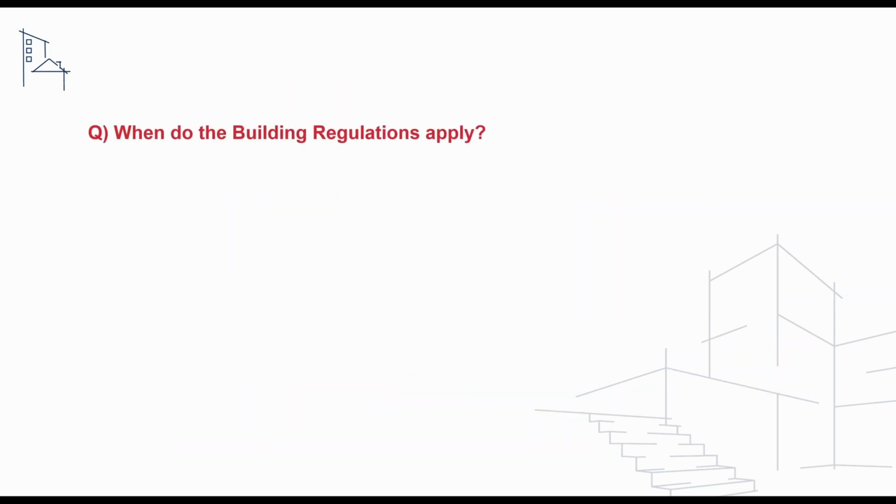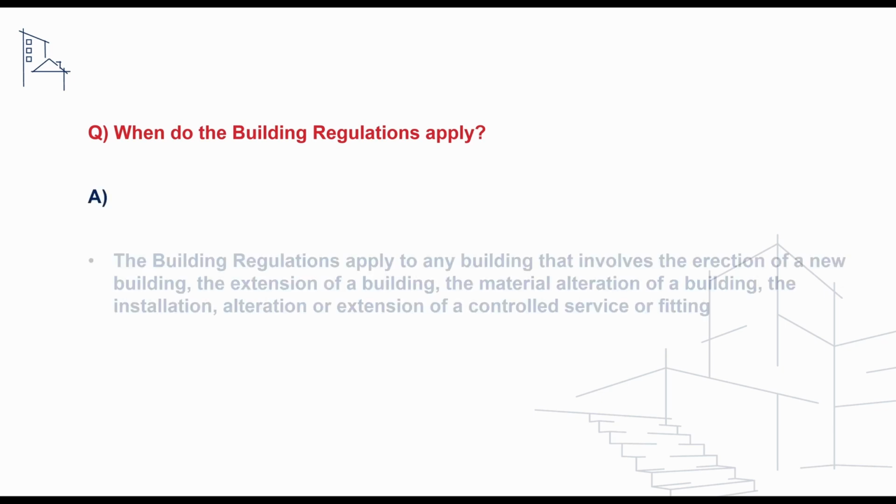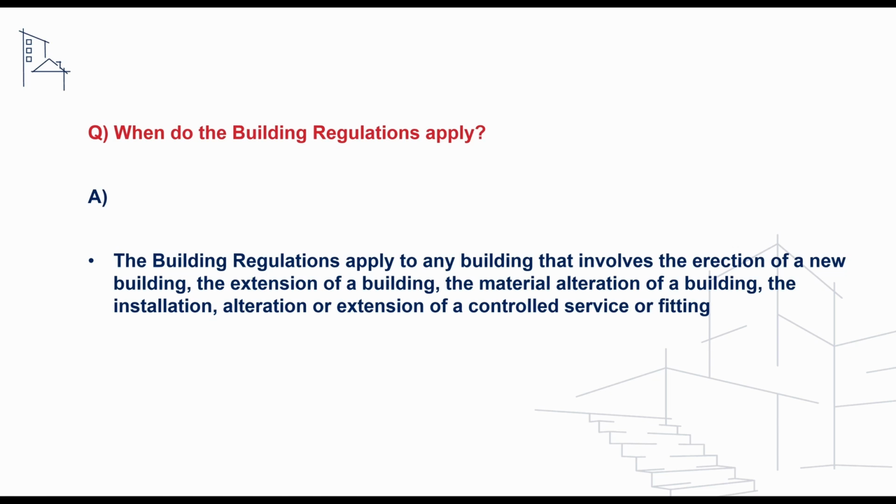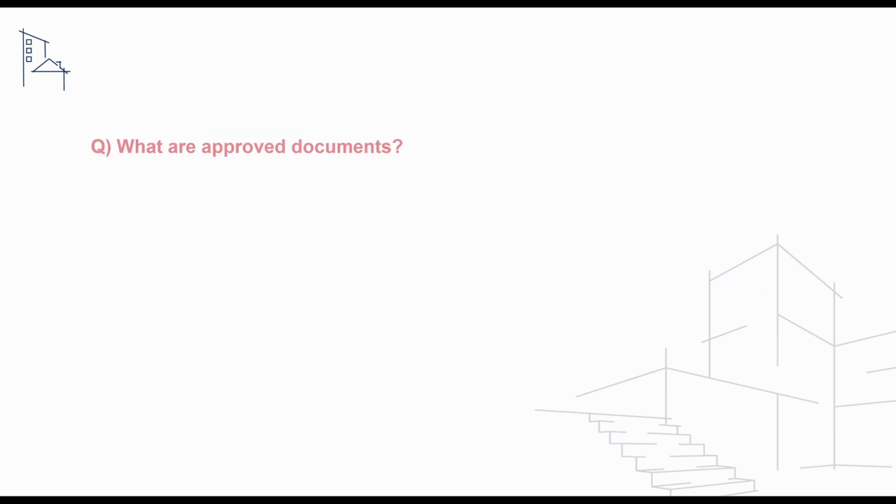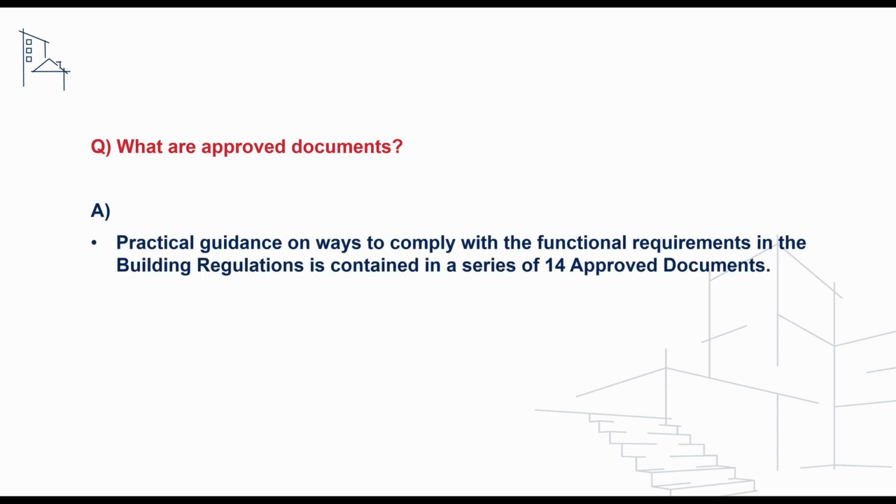We may receive a follow-on question checking our understanding of when the building regulations apply. And to address this, we can say that the building regulations apply to any building that involves the erection of a new building, the extension of a building, the material alteration of an existing building, the installation, alteration or extension of a controlled service or fitting. The next question we'll take a look at is checking our understanding of the approved documents under the Act. And to address this, we can say that these provide practical guidance on methods to comply with the functional requirements of the building regulations, and this is contained in a series of 14 approved documents.